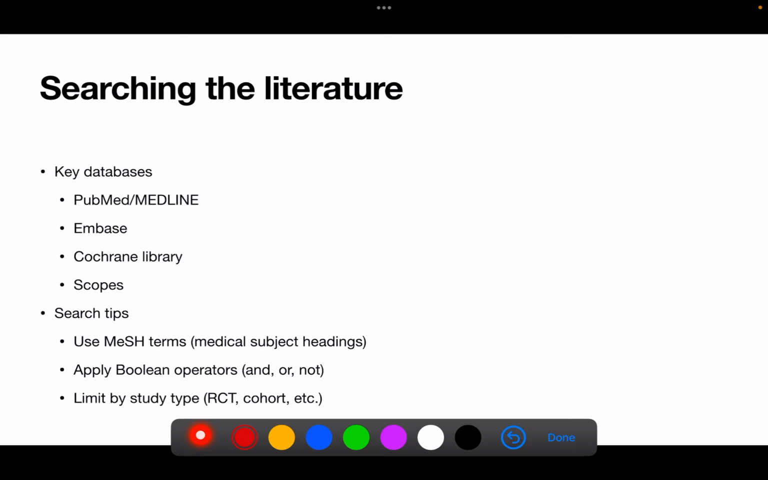Okay. The next step is searching the literature. So you need to look through your database. The most commonly used database is PubMed and Medline because this is free and readily accessible. Embase has a paywall. Cochrane Library, this is primarily used for systematic review, and your Scopus. Search tips, try to use mesh terms. These are medical subheadings. Apply Boolean operators like and, or, not.